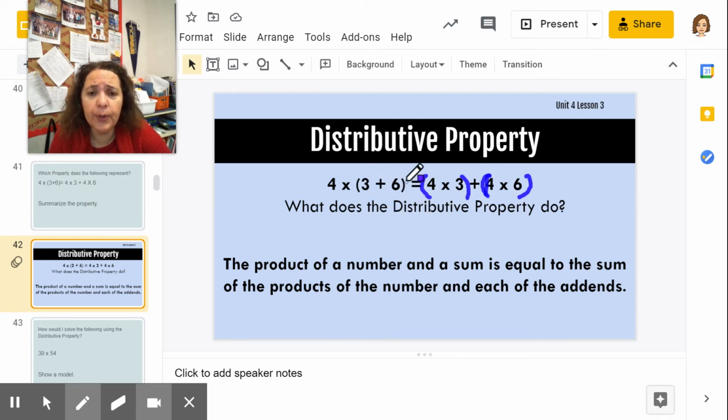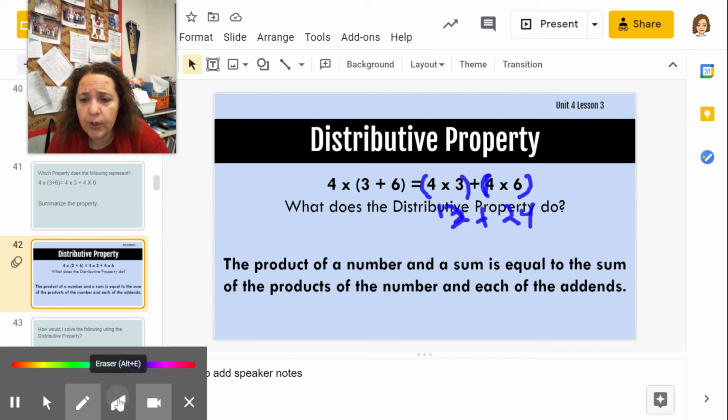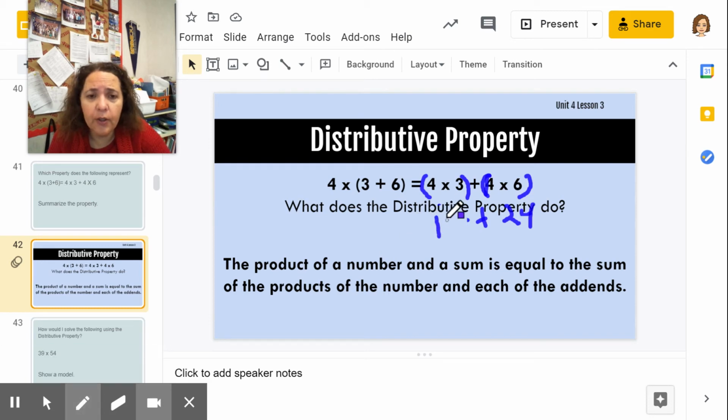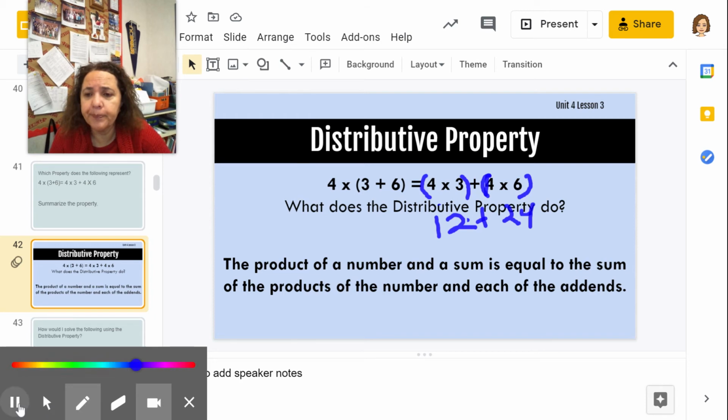So instead of doing 3 plus 6 is 9 and then multiplying it by 4, I can simply do 4 times 3, which is 12, and then 4 times 6, which is 24, and that will be easier, and then I just add those two together. So it'll make it easier to solve by distributing them. And that's what we're doing today. We are using the distributive property, and that's what place value sections are. They're using the distributive property to make it easier to multiply, okay?